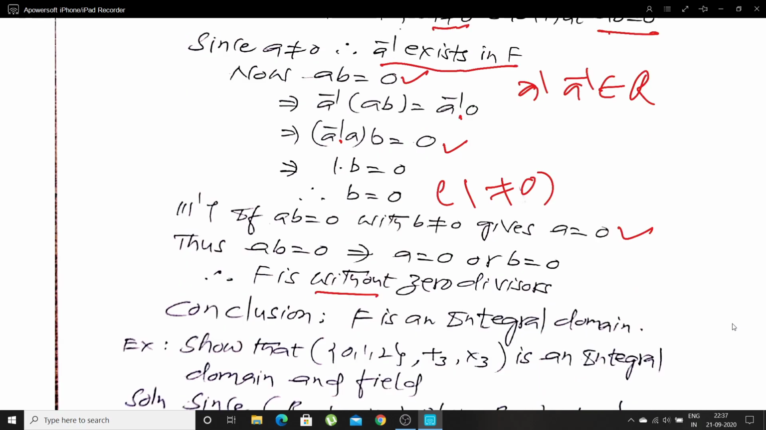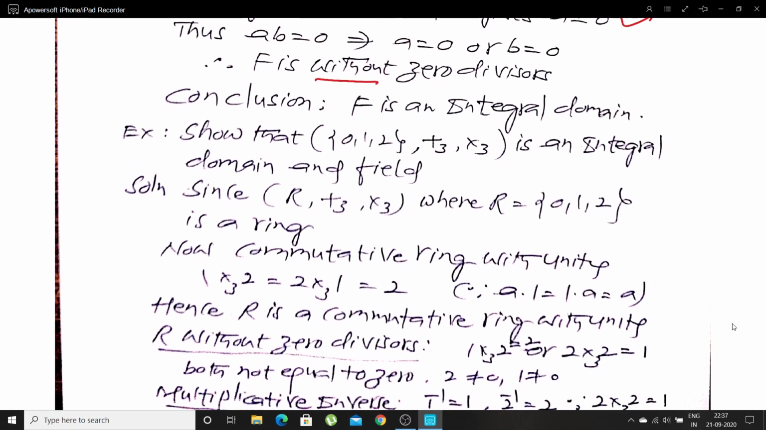Now I will take an example which is an integral domain as well as a field. R is a set containing three elements 0, 1, 2. The condition is addition mod 3 and multiplication mod 3. And this set is a ring. That means we have to show it is a commutative ring with unity, and every non-zero element has a multiplicative inverse to say it is a field, and without zero divisors to say it is an integral domain.